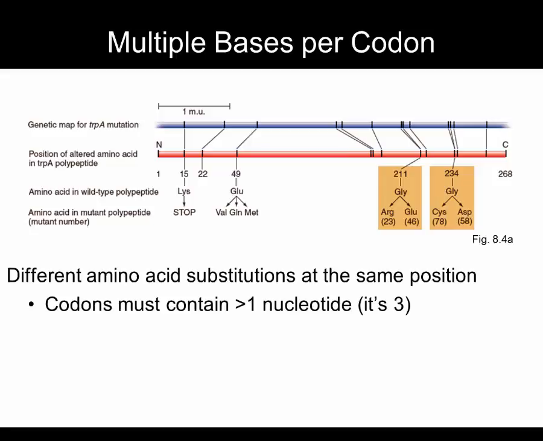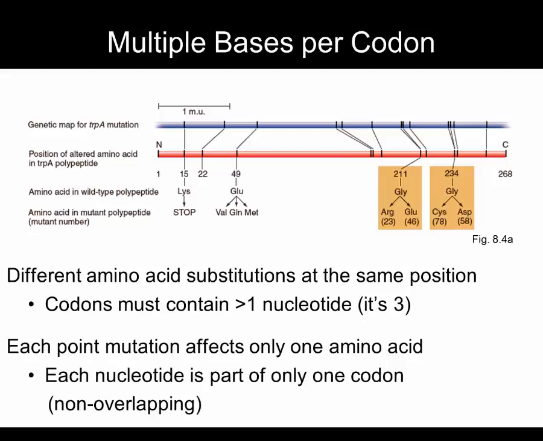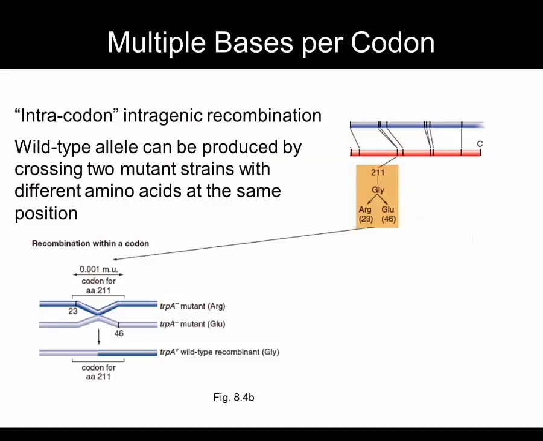Mutations at neighboring nucleotides could alter the same amino acid, and a given amino acid could have several different substitutions, so a codon must consist of multiple nucleotides. Conversely, point mutations at any given base only ever affected a single amino acid. Each nucleotide is only part of one codon, and thus the code is non-overlapping. This means that you could actually observe intracodon recombination give wild-type alleles.